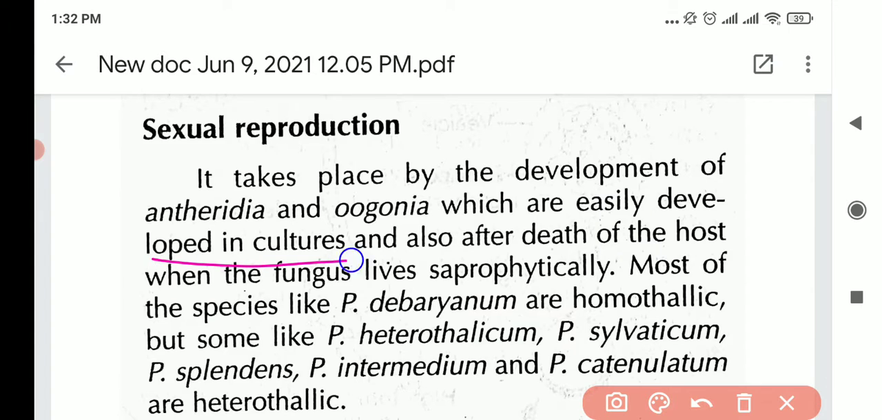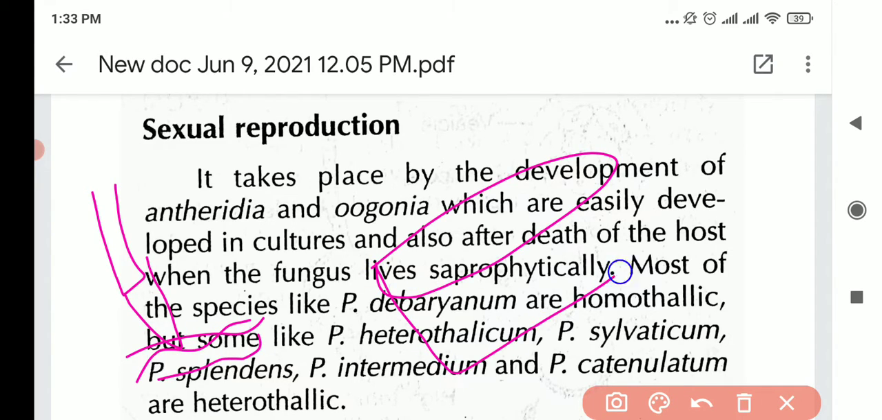Developed in cultures means in the experimental lab, you grew this fungus. You took a brush and took the fungus, let's say from the soil. Then this is a Petri plate which contains a nutritive medium. It could be potato dextrose agar, it could be MS media, it could be different types of media.